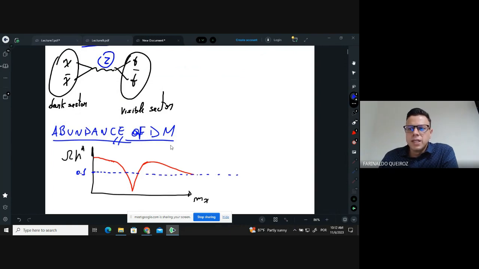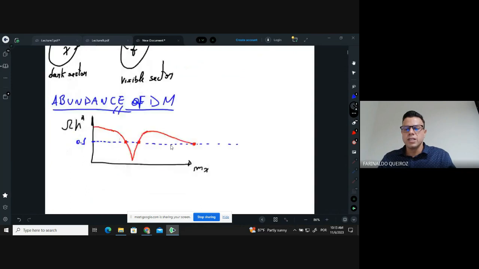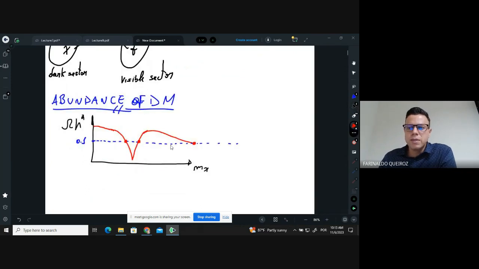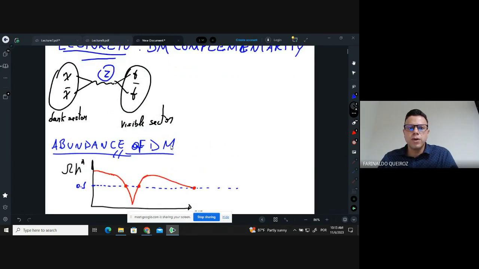It means that in 3 points the correct dark matter abundance is satisfied: around here, there, and there. One where the dark matter mass is very, very large, and another where you are near the resonance. This dip happens when the dark matter mass is the Z mass over 2. Remember, when the center of mass energy, which is twice the dark matter mass, matches the mass of the mediator, you have a resonance.